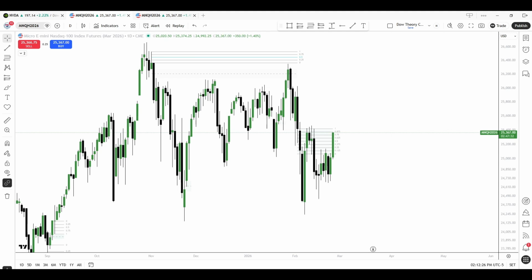Today I'll be talking about the Micro E-Mini NASDAQ 100 futures contract. We'll be discussing the 9:30 open and the observations from that session.